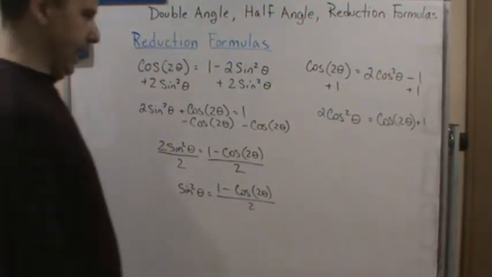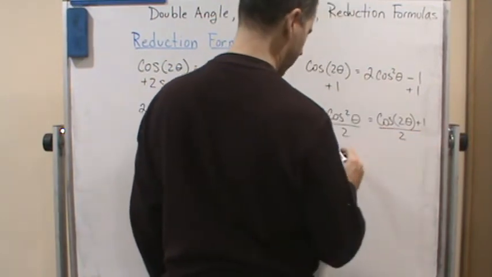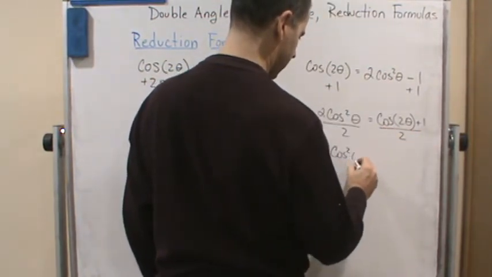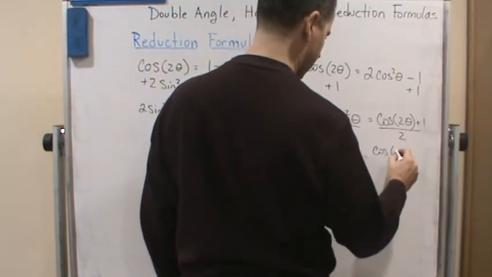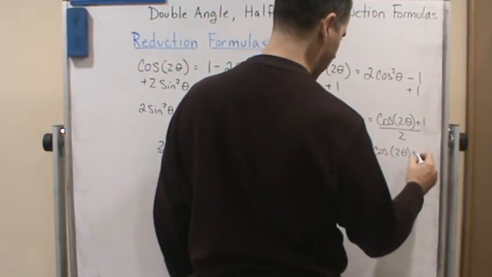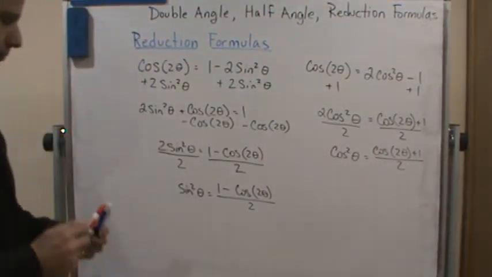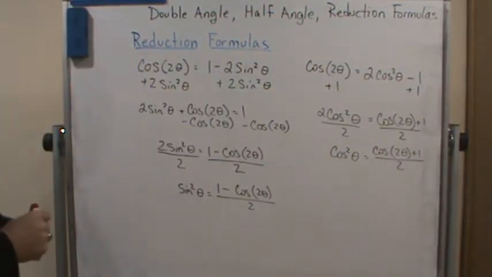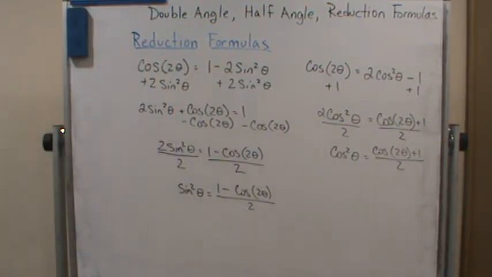Right? And now all I'm going to do is just divide both sides by 2. And I get cosine squared theta is equal to cosine 2 theta plus 1, all divided by 2. Okay, now those are the two reduction formulas for sine and cosine.